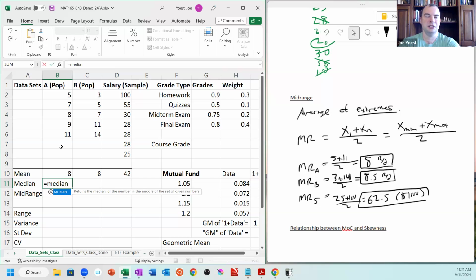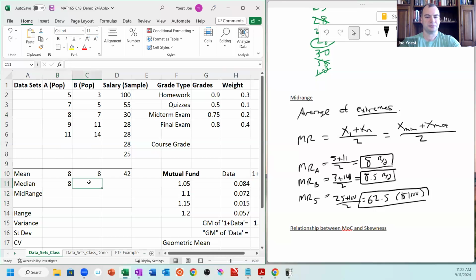Speaking of the median function, it's simply called median. Equals median. And again, I can click and drag, or I can click, hold shift and click again. Lots of ways I can select these cells. And parentheses. And I see it actually has a median of 8, as I would expect.